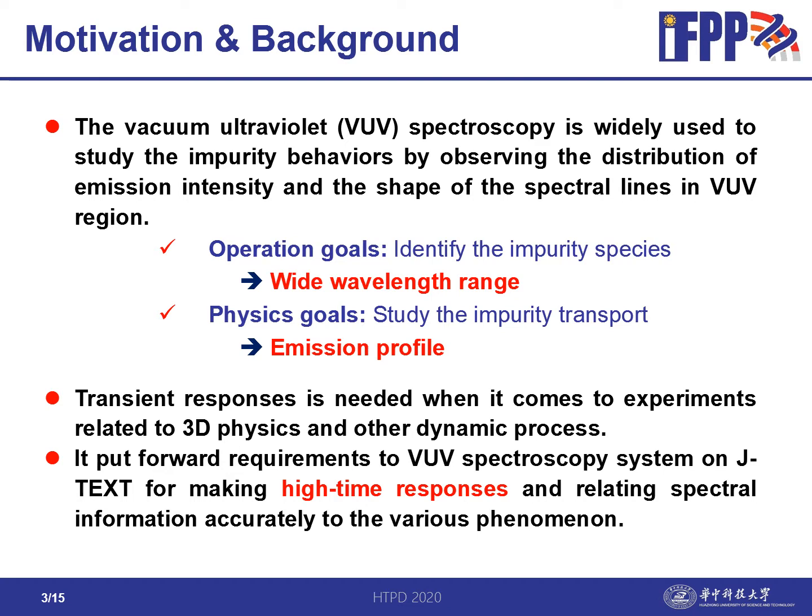They are used in impurity monitoring to ensure the stable operation and also used to study the physics of turbulence and particle transport. And transient responses are needed when it comes to experiments related to 3D physics and other dynamic processes. It puts forward requirements to the VUV spectroscopy system on JTAC for making high time responses and relating spectral information accurately to the physical phenomenon.